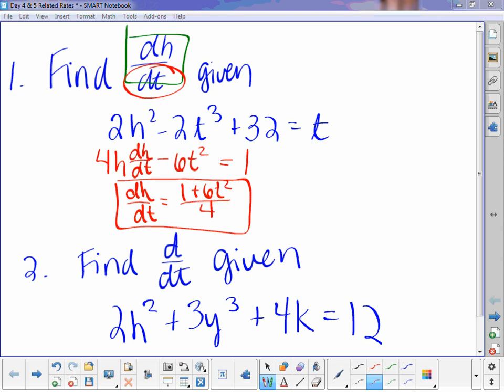Would it be the same to solve for h? Yep. It's just not always easy to solve implicitly or to solve explicitly for h.